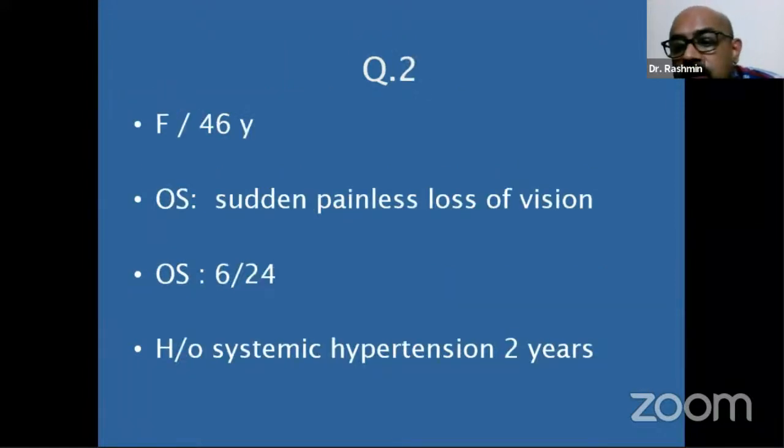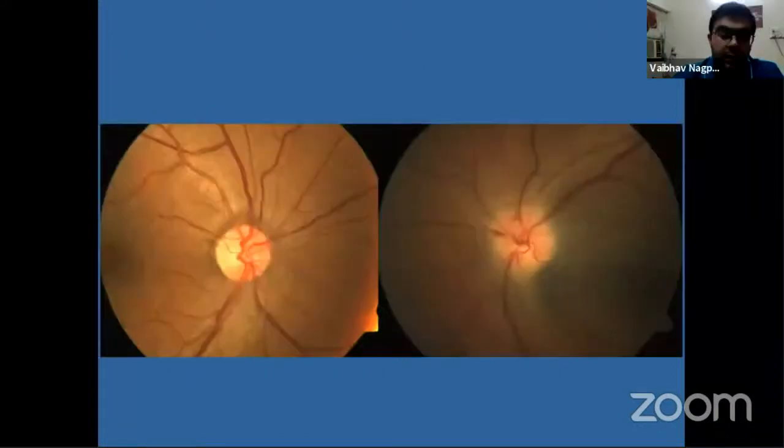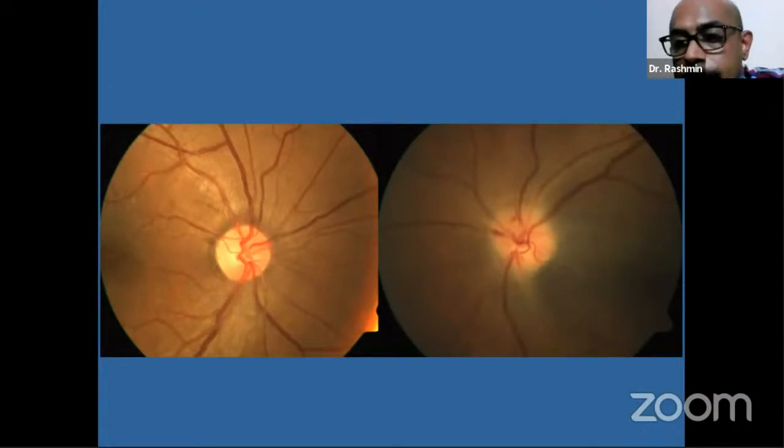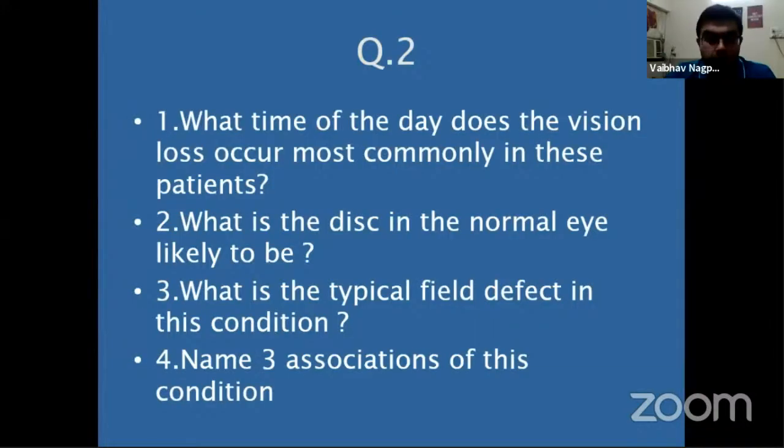All right. Vaibhav, this is for you. 46-year-old female, painless loss of vision, vision 6x24. 46-year-old female. Did you see the photograph, Vaibhav? Yes, sir. Okay. So go on, apply Dr. MS's technique.